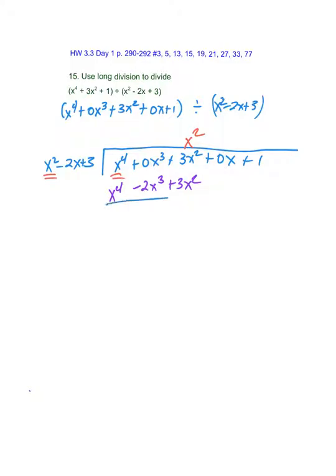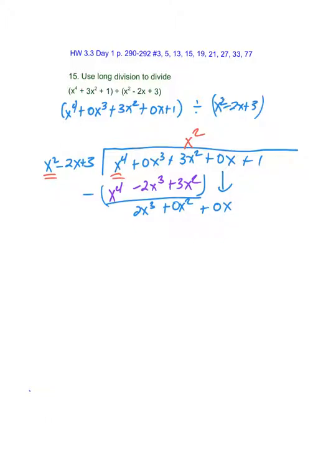And then we need to subtract. Always remember that you're subtracting. x to the fourth minus x to the fourth is 0x to the fourth, so I'm not going to bother writing that. 0x cubed minus negative 2x cubed becomes plus 2x cubed. 3x squared minus 3x squared is 0x squared, so I'm not going to bother writing that. And we can bring down 0x squared plus 0x.